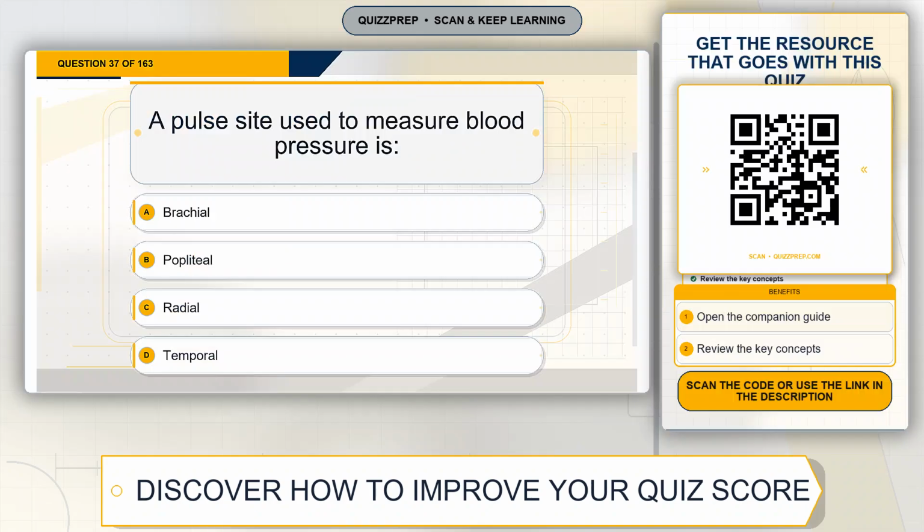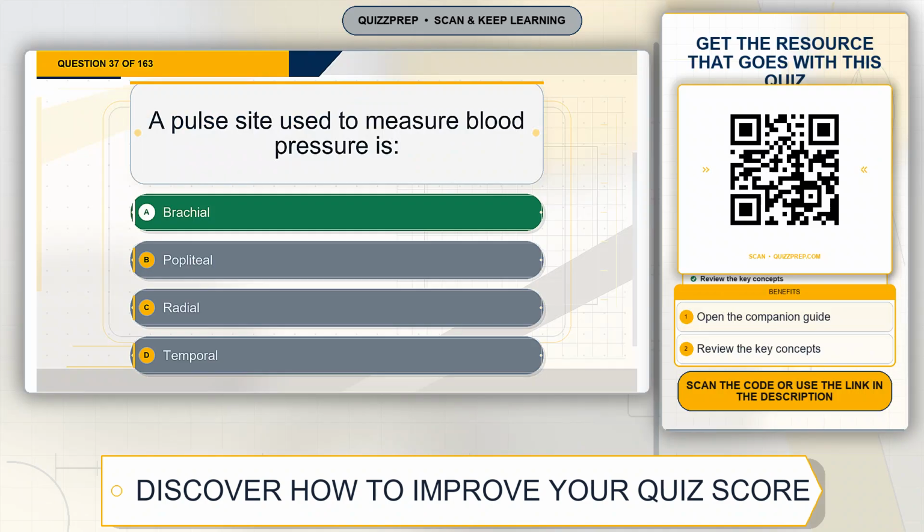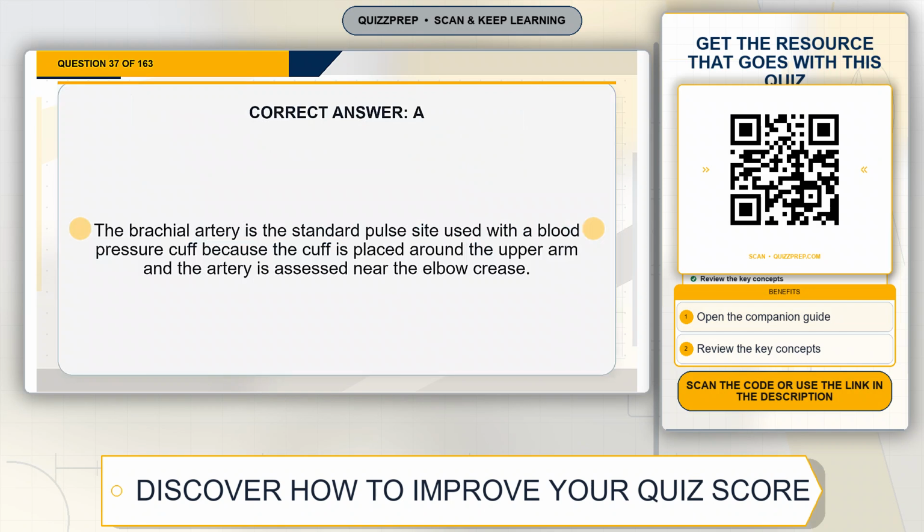Question 37. A pulse site used to measure blood pressure is Option A, brachial. Option B, popliteal. Option C, radial. Option D, temporal. The correct answer is option A, brachial. Explanation. The brachial artery is the standard pulse site used with a blood pressure cuff because the cuff is placed around the upper arm and the artery is assessed near the elbow crease.